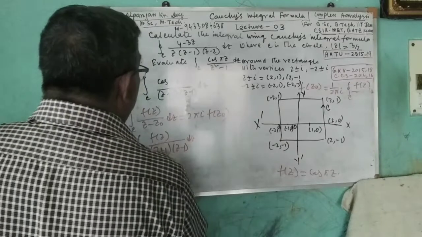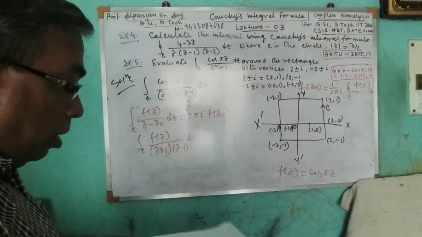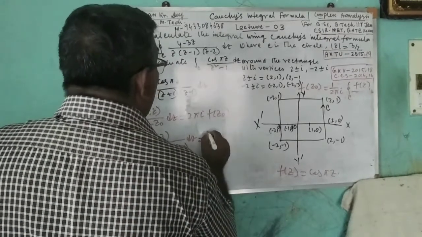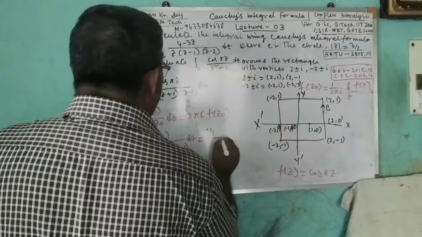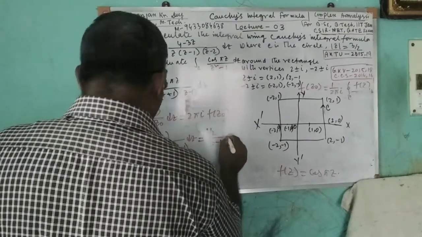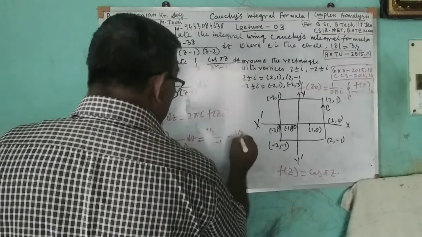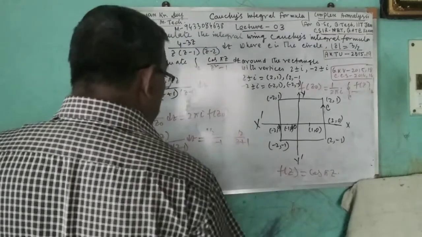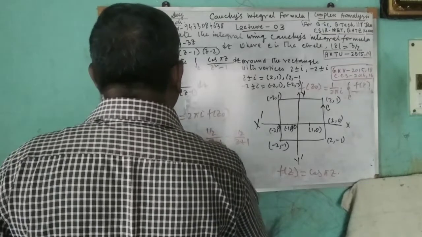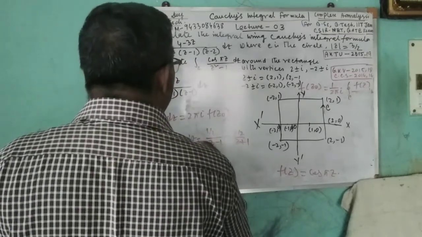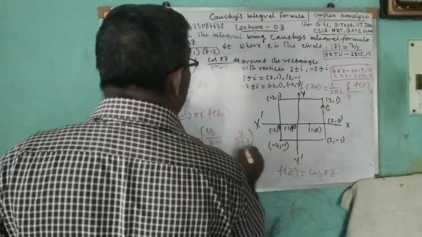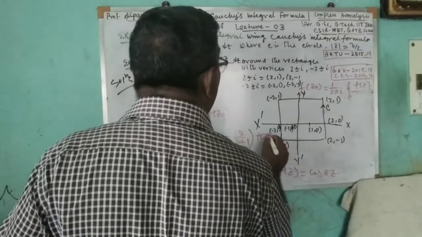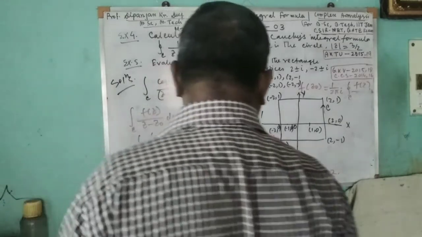Now we have to break this into partial fractions. After getting the partial fractions, it will be 1 by 2 times 1 by (z minus 1), minus 1 by 2 times 1 by (z plus 1). This is the partial fraction. This integration over C, then this is f(z) dz.